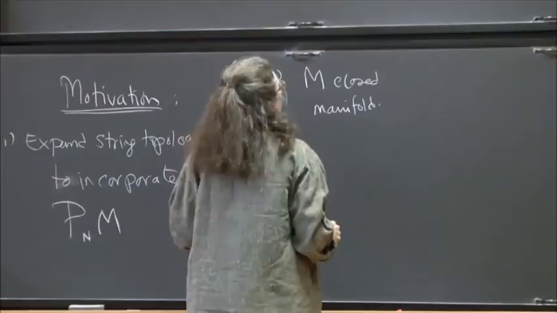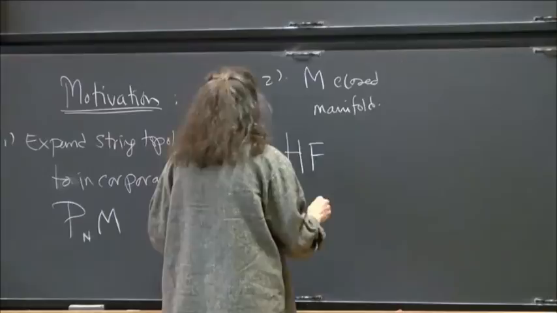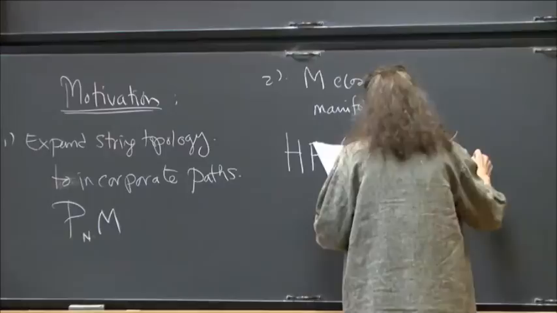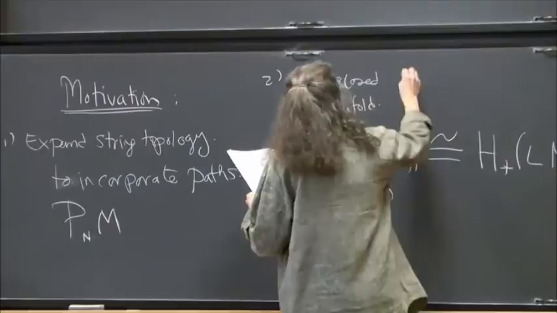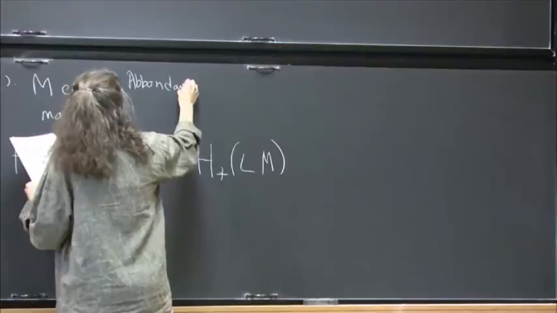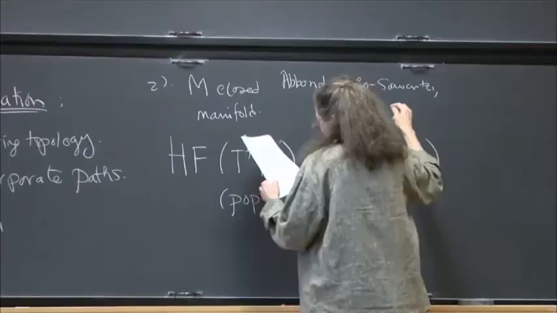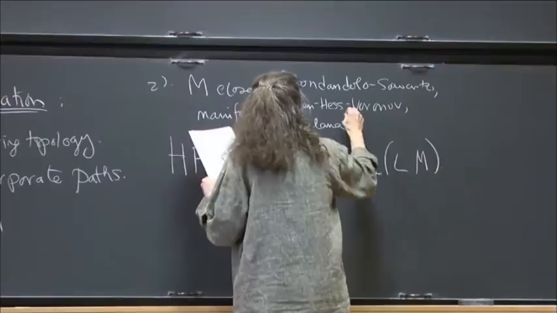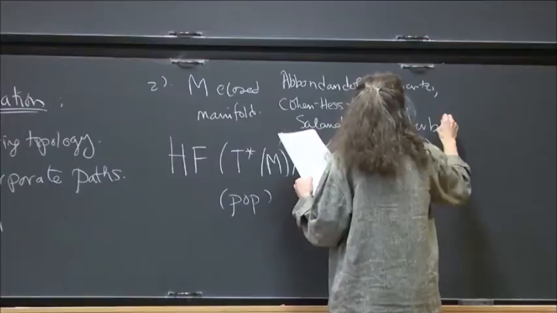Then there's an isomorphism from the Hamiltonian Floer homology of the cotangent bundle, with its product. I'll write it all down and then I'll say what it all is. And then I have to list the names. OK, so this is due to Schwartz, Cohen, Hess, Voronov, Solomon, Fabert, Viterbo, and others. So this is a well-known isomorphism, although it wasn't quite right the first time.